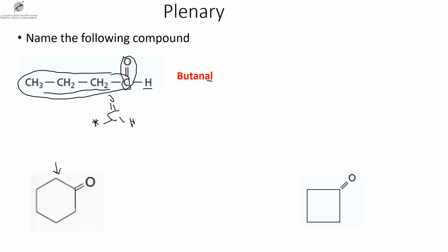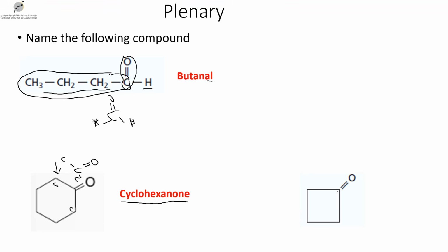What about this one? This is carbonyl, right? So carbonyl. And here you have carbon, and here you have carbon, right? And carbon, carbon. So this is a ketone. So what's the name of this alkane? Cyclohexane. So you remove E and put one. So cyclohexanone. Same thing.